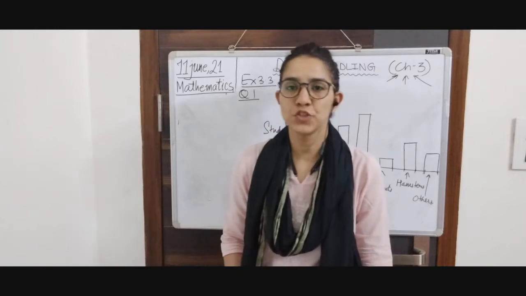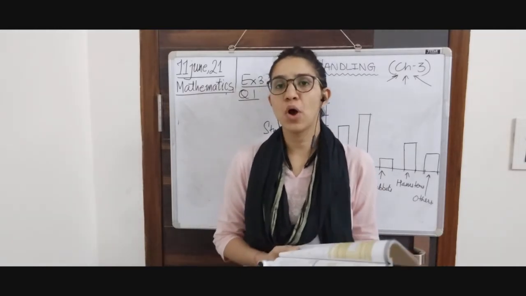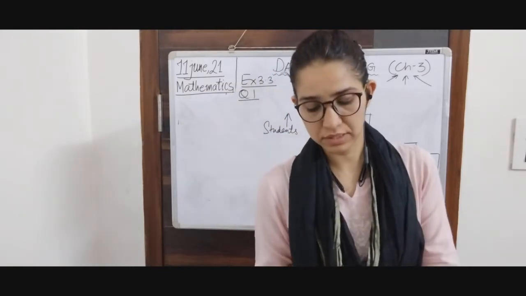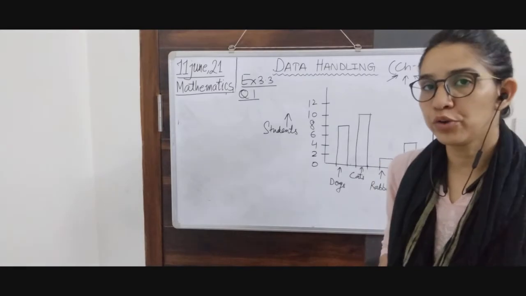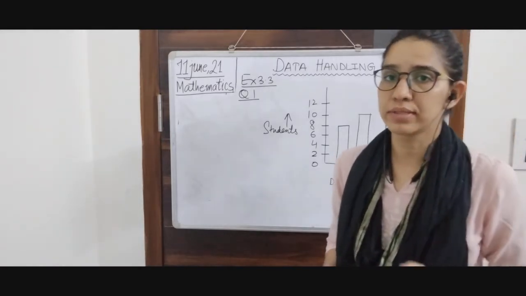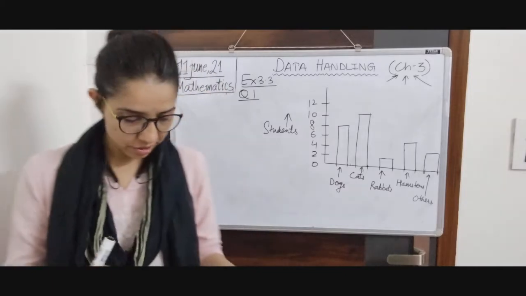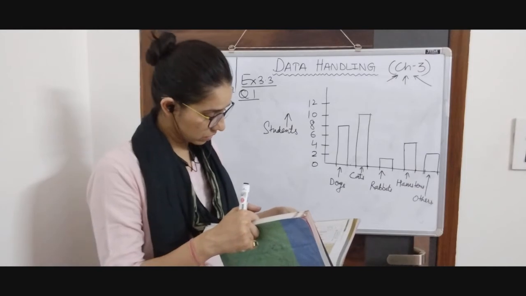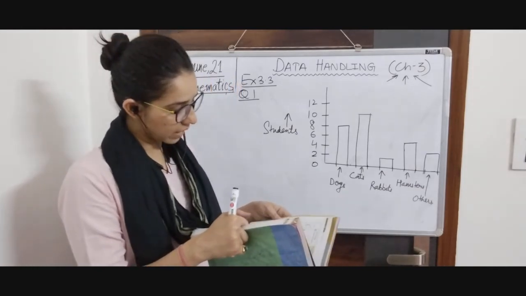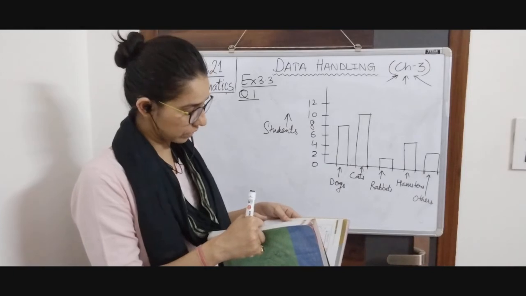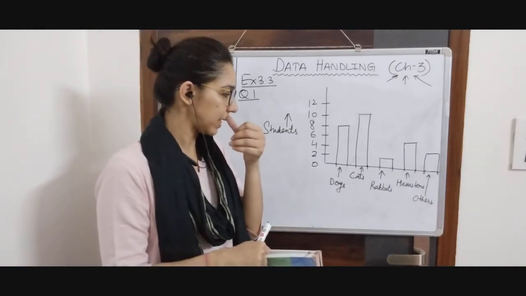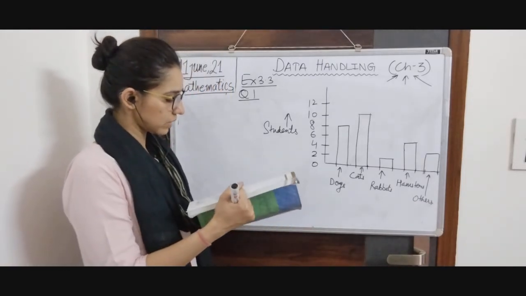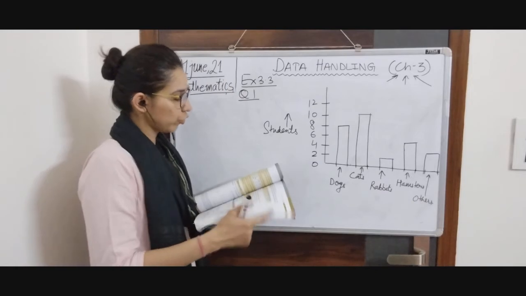Next is exercise 3.3 which consists of bar graphs. We have been dealing with bar graphs in class 6th also. Now we will continue with them and we will learn a few more things. In the first question we have been provided with a bar graph which shows the pets owned by class 7 students, and we have to use this bar graph to answer which is the most popular pet.